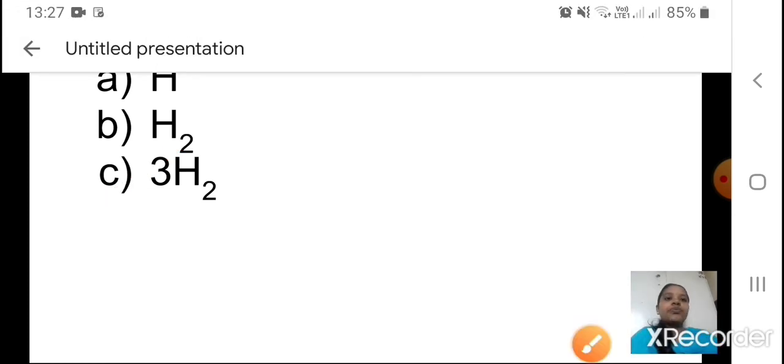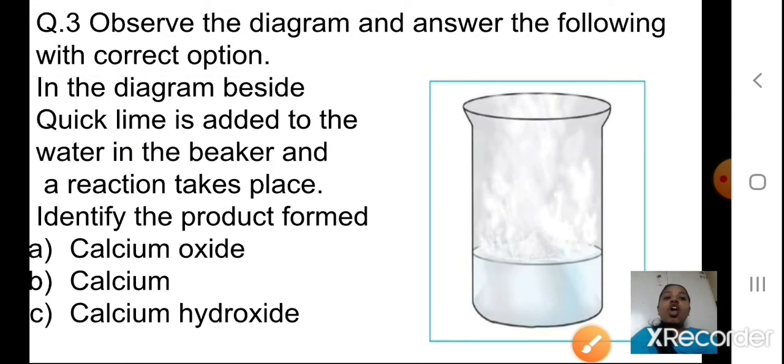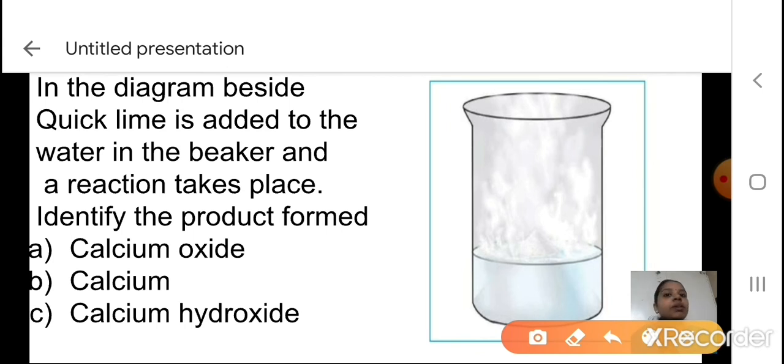Okay, now next we are going to see, that is, observe the diagram and answer the following with the correct option. Now you have to observe this diagram. Something is given beside also, what is happening in this diagram. You will read it and then you will give your correct option. Now in the diagram beside, quicklime is added to the water in the beaker and a reaction takes place. They have already told you quicklime has been added to the water and some reaction is taking place. Identify the product formed. So you have to identify which product will be formed here.